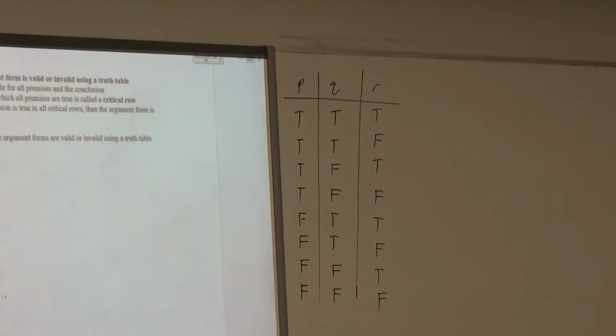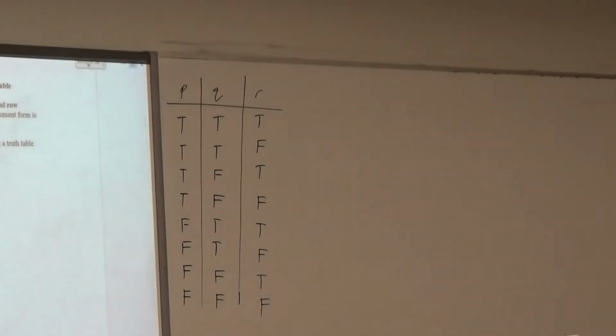So once we have our truth table together, we're going to make a column for each of the premises and figure out which are going to be the critical rows. Okay? So I always tell people just go through, do the first one, and as soon as you get a false, just ignore the rest of that row. Okay?